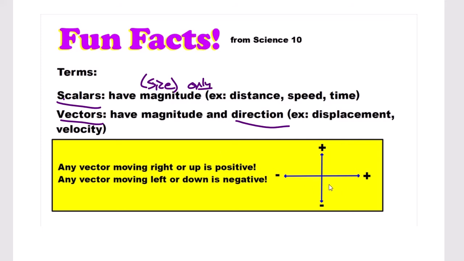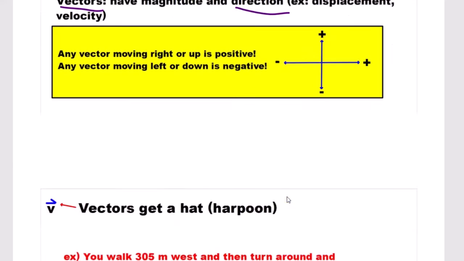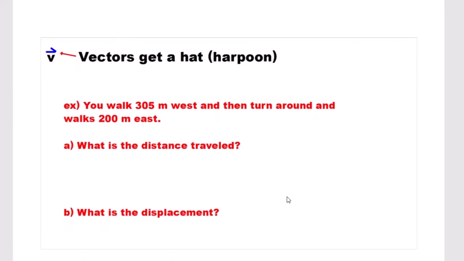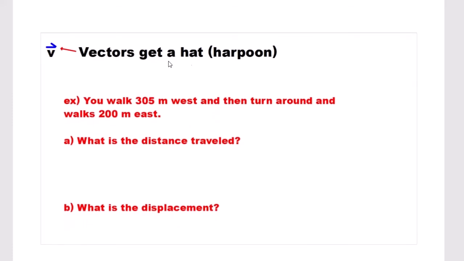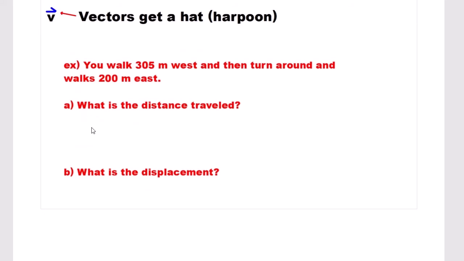In general, if we have vectors pointing to the right or pointing up, they'll be positive. Left or down are going to be negative. And in general as well, if we have our compass directions, north and east are going to tend to be positive. South and west we're going to usually set as negative. Remember too that vectors get a little vector arrow on top, a little vector harpoon that sits on top of them there. So let's try an example.